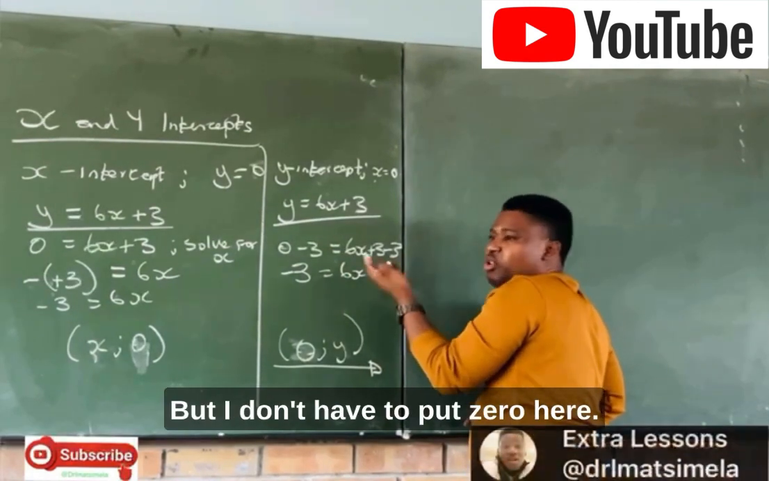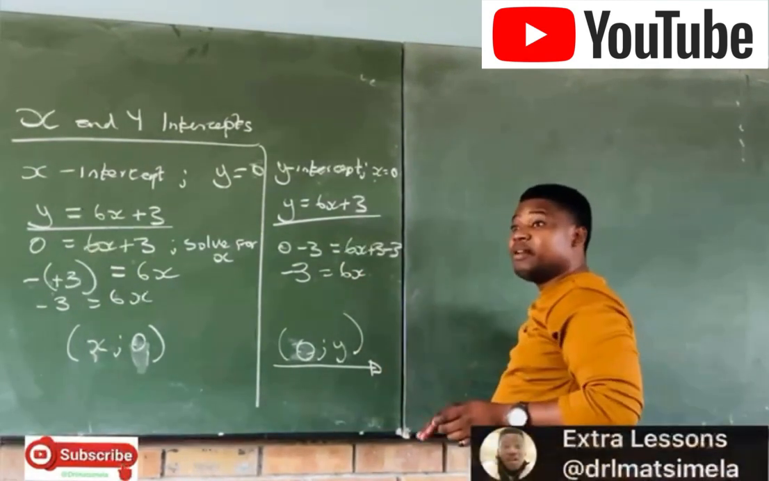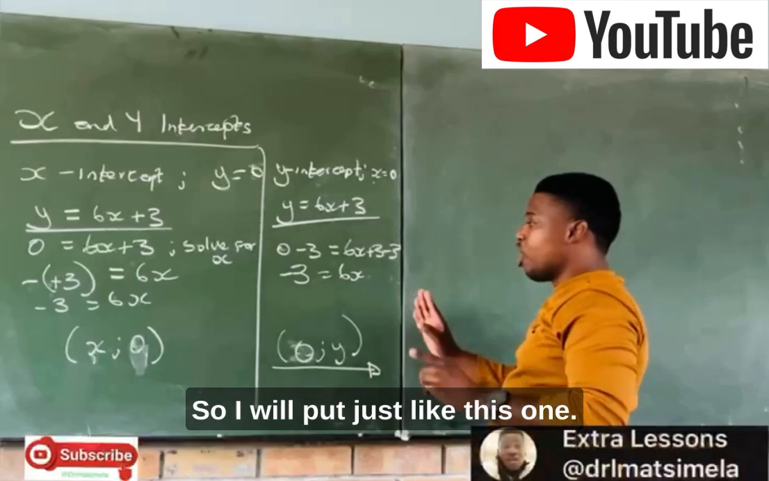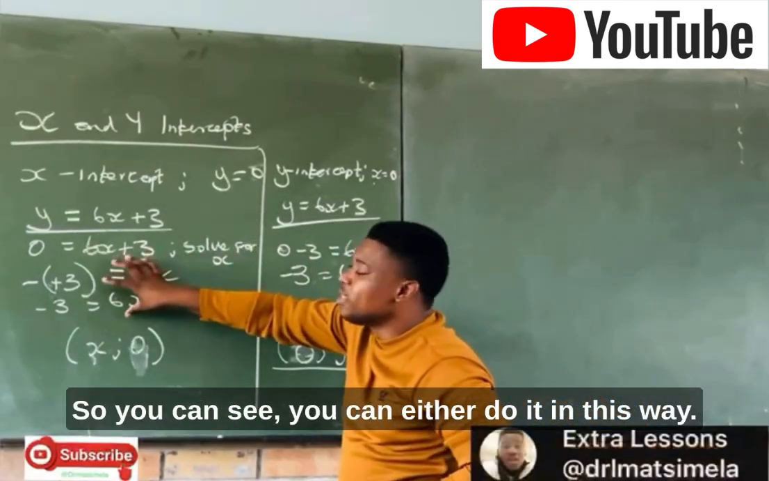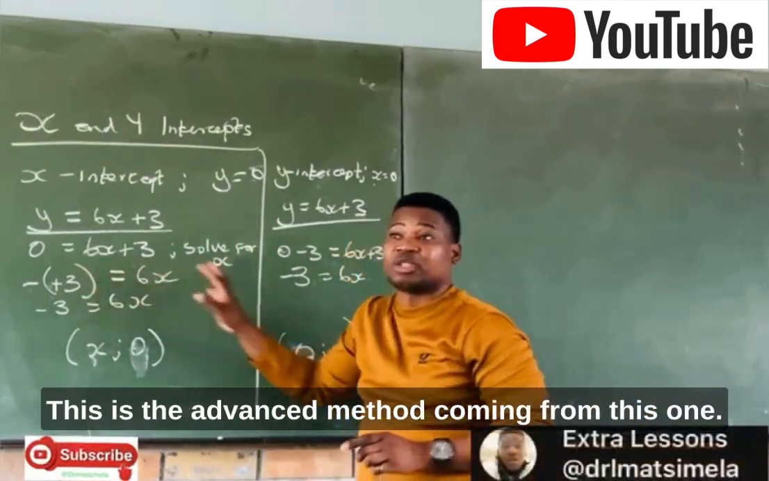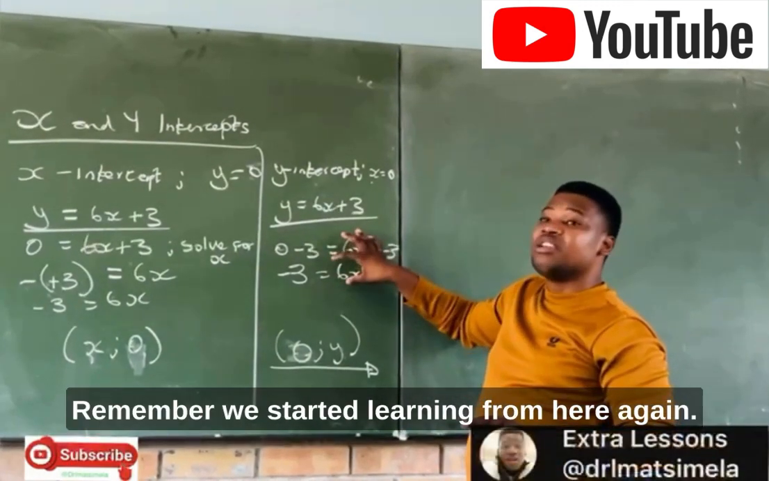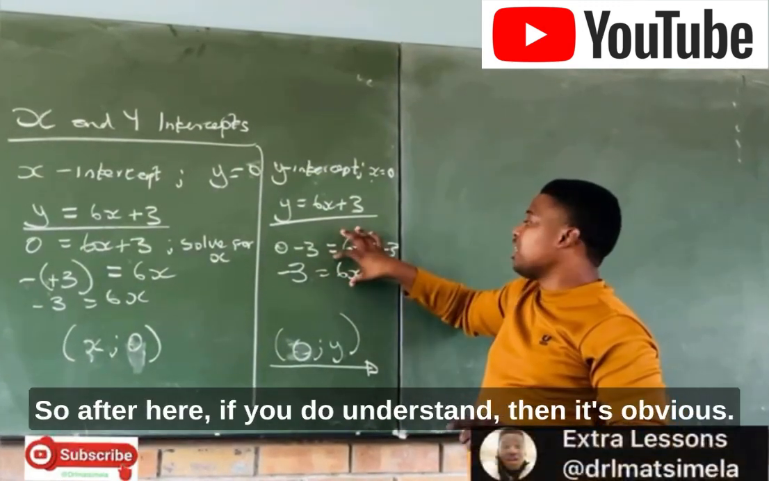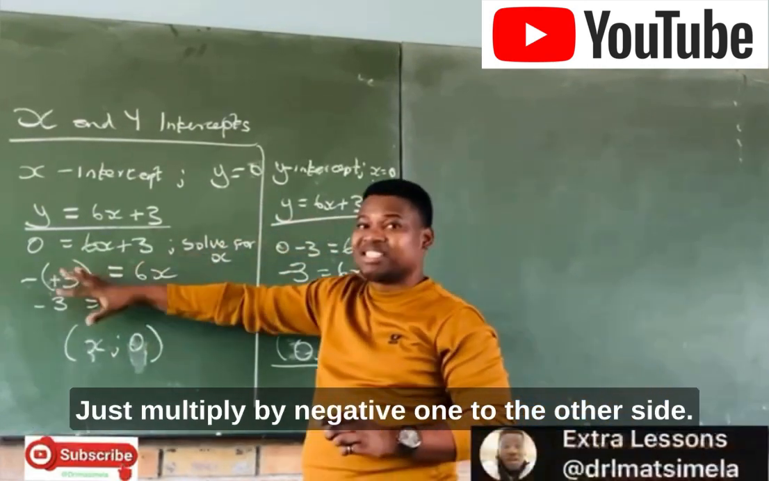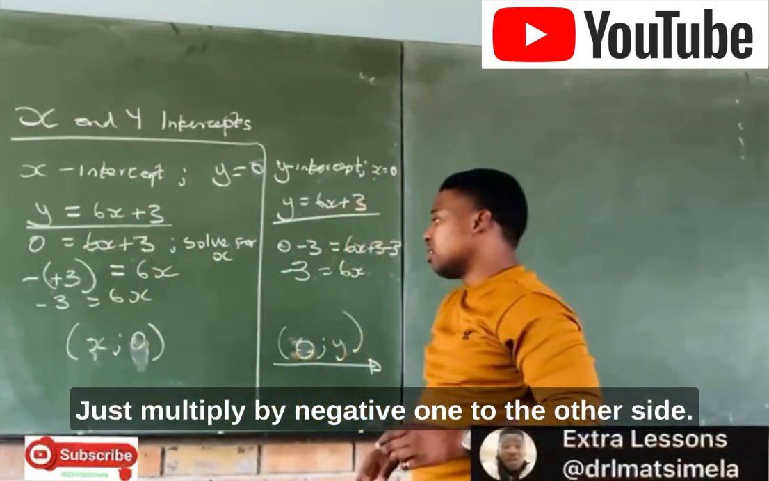But I don't have to put 0 here, because 0 is nothing. So I will just write it like this. You can do it in this way; this is the advanced method coming from this one. Remember we started learning from here. After here, if you understand, then it's obvious to just multiply by negative or change to the other side. Are we clear?